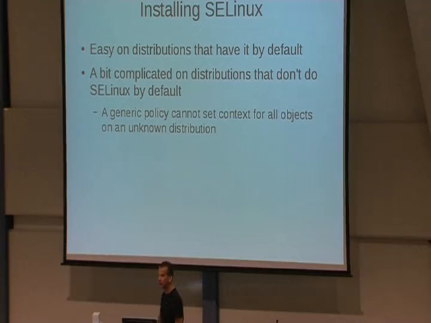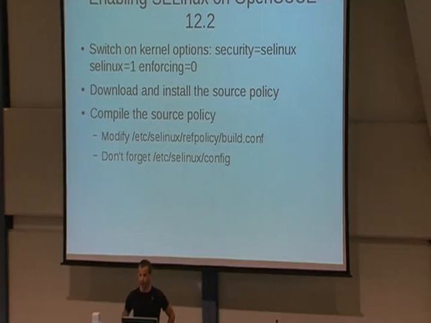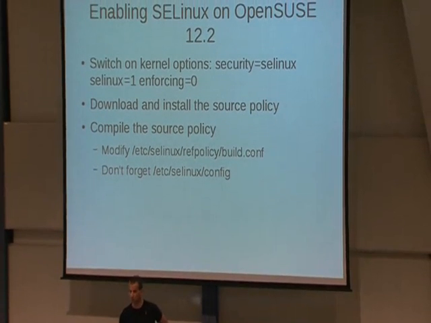This is something that you can read in much more detail in the article that I've put on my website. Basically, the idea is that you need to enable some kernel options. So what you need is security=selinux, selinux=1 and enforcing=0. enforcing=0 puts SELinux in permissive mode so that you can be sure that it still works.